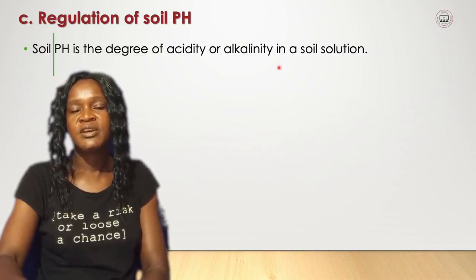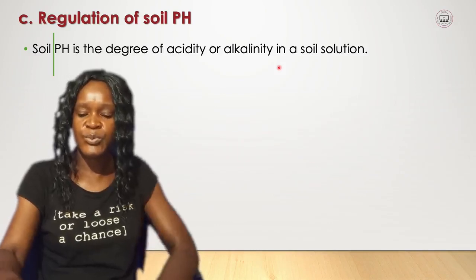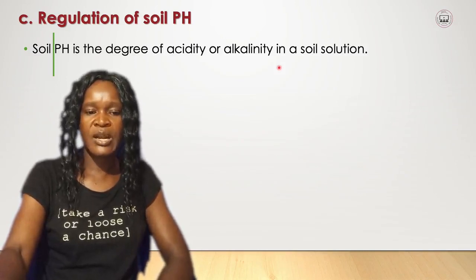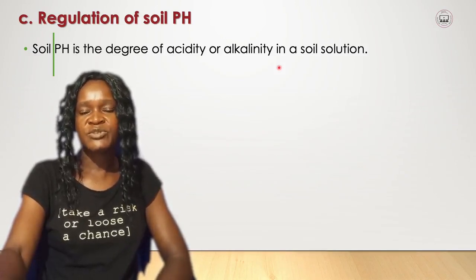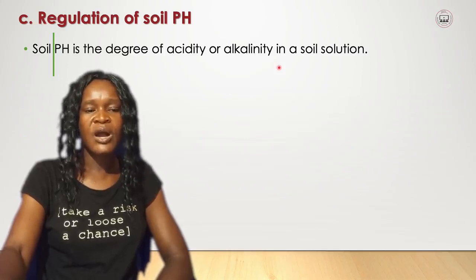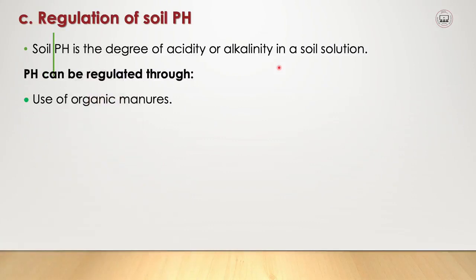But we need to regulate, we need to modulate the soil pH. At least it should be moderate. At moderate pH, most of the time the soils become fertile. So how can we regulate soil pH? We can regulate soil pH just by the use of organic manures.